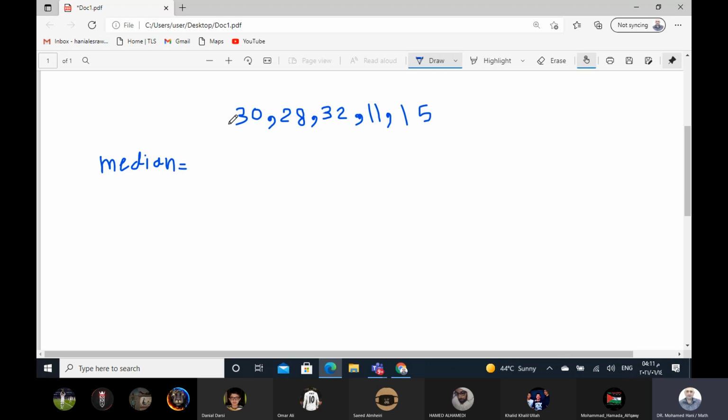The first step, take the numbers inside this data and put them in order from least to greatest. The smallest value will be 11. Then 15, then 28, then 30, then 32.